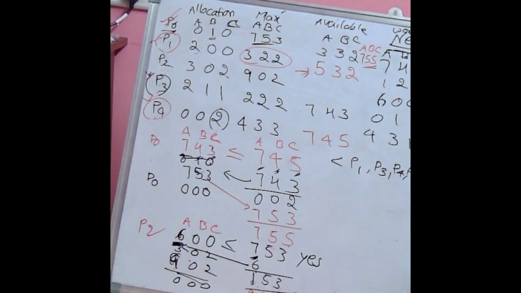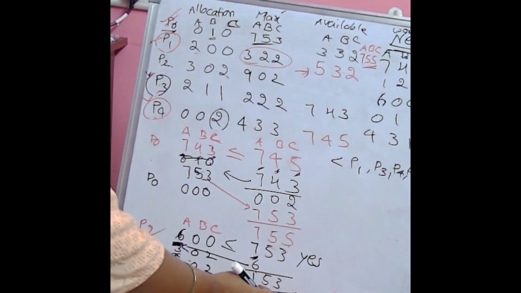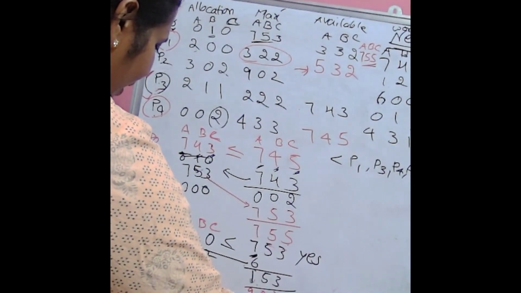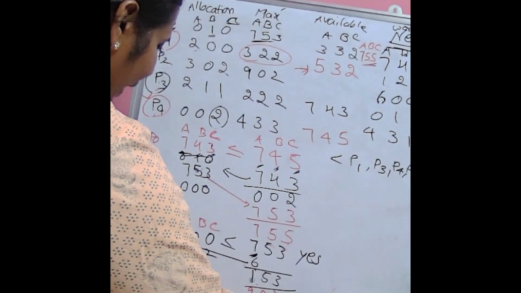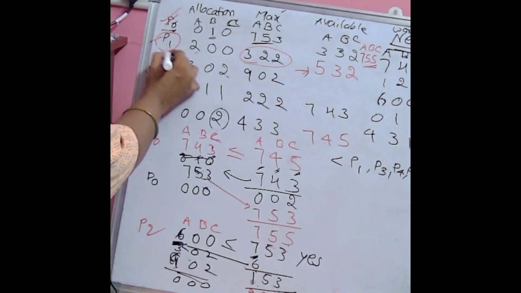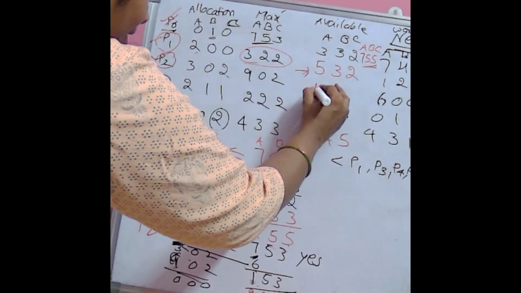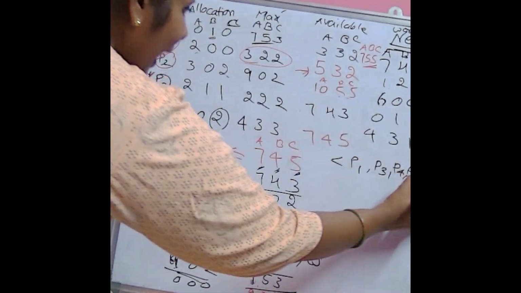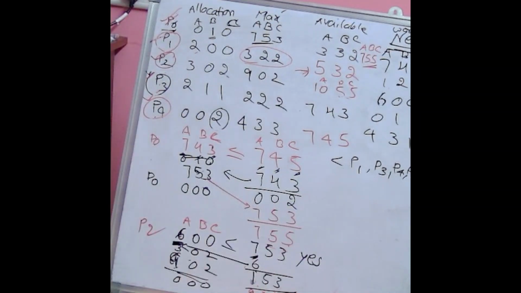902. It will add to 153 to make 902. Now with the system it is 1055. After the completion of P2, with the system it is having 1055. A, B, C and P2 also completed its execution.